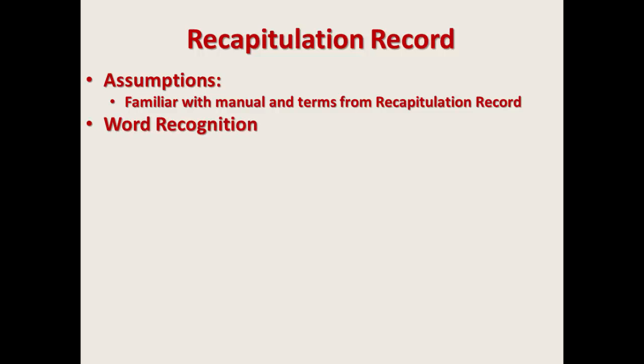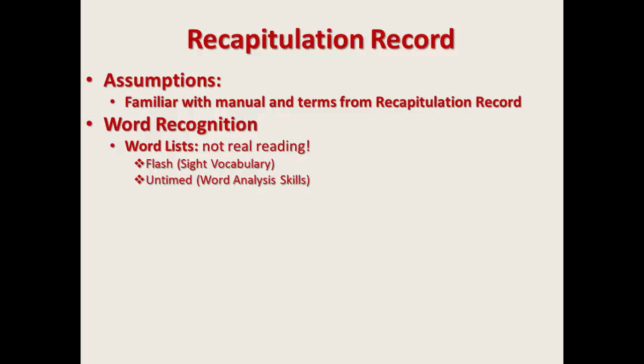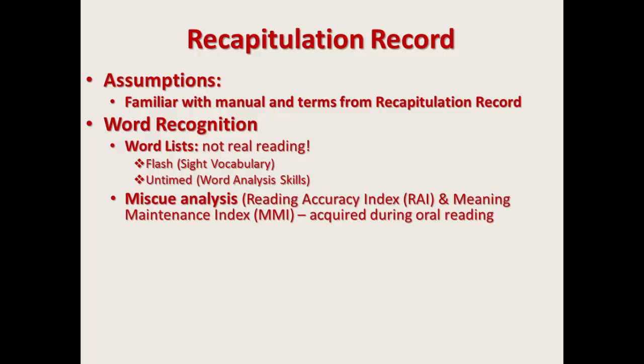What do you know about word recognition? First of all, when you do the word list, that's not real reading. These are isolated words, first in a flash to give you insight into sight vocabulary. The untimed gives you insight into word analysis, but then real reading comes in the form of miscue analysis. You've done the oral reading and you have 2 scores created: the Reading Accuracy Index, or RAI, and the Meaning Maintenance Index, MMI.